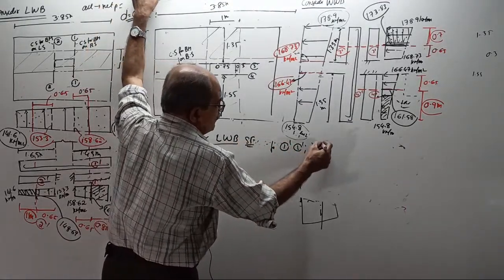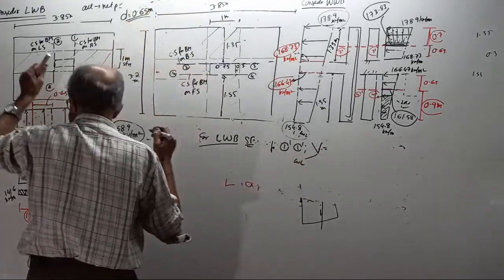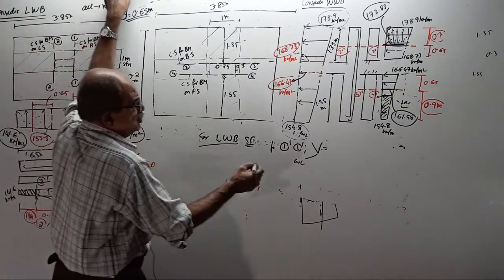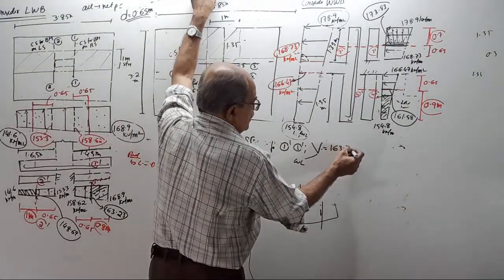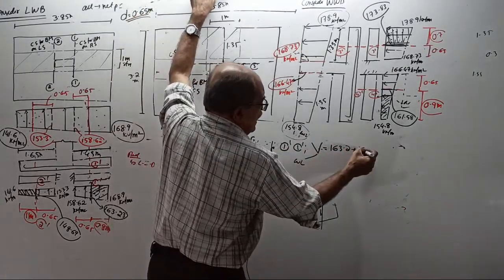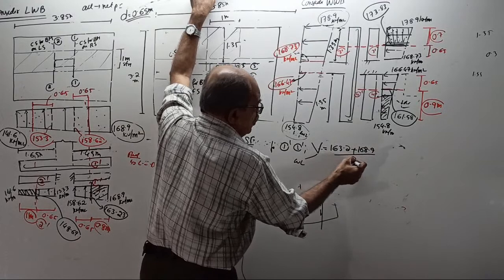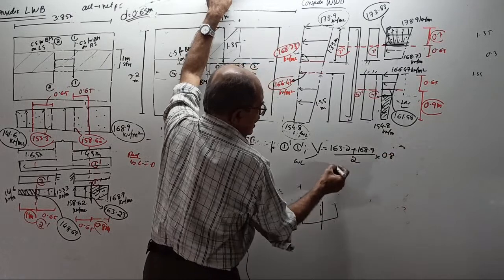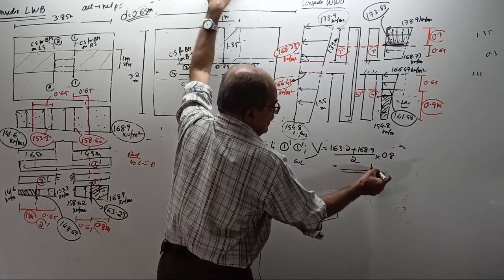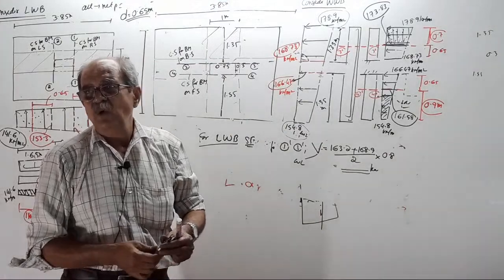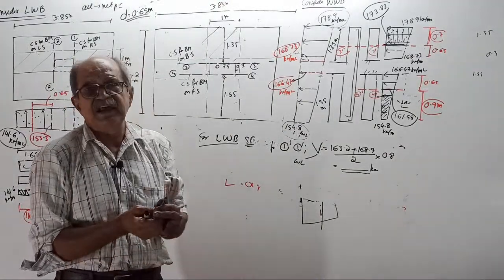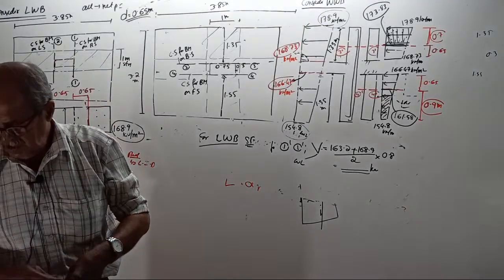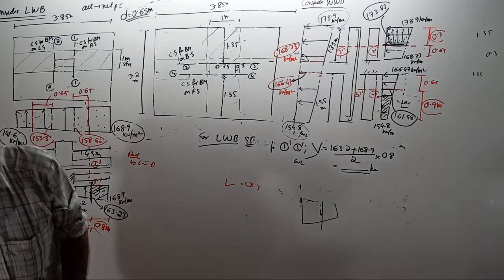For 1-1, shear force V for working load is, looking this side, only area: 163.23 plus 168.9 divided by 2, multiplied by 0.8. That's all, that is how you get the shear force. Tell me, fully clear or not? This is how you find shear force for that section. Tell me clear or not, fast. You tell clear, over. I am going to the new part now.